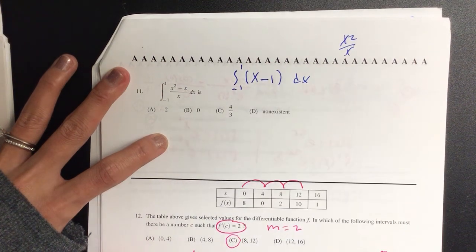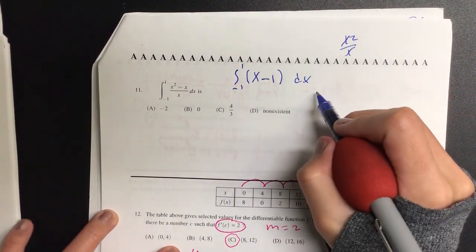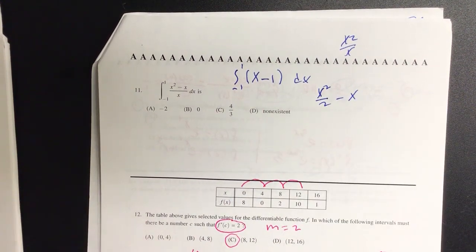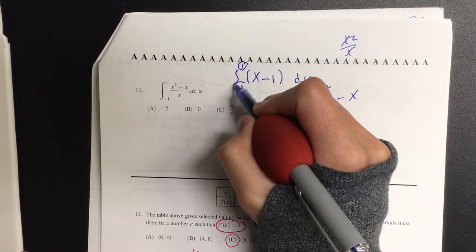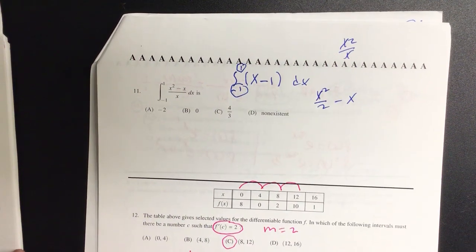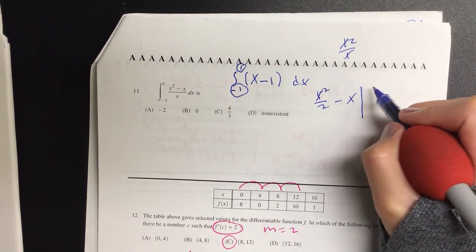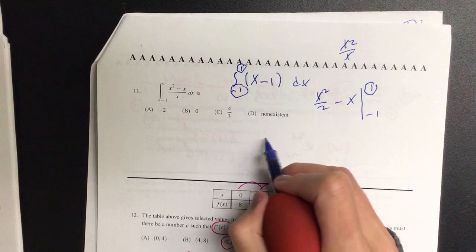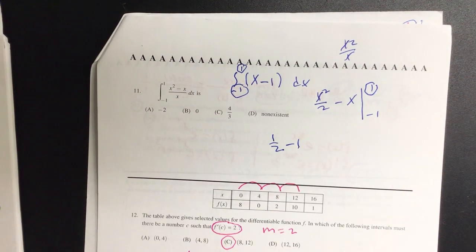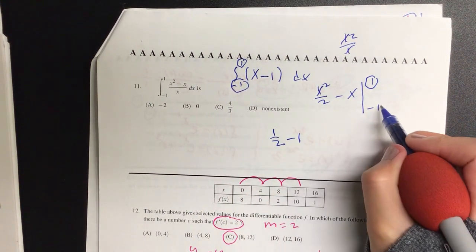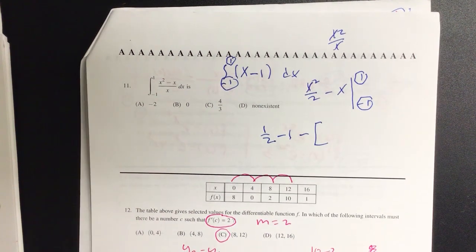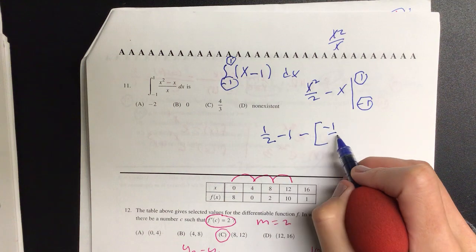Now let's do add 1 and divide it by that number. So when I add 1, I get x squared over 2 minus x. Because I have definite integrals, do I need plus c? So we're going to go ahead and plug it in from negative 1 to 1. So the first one, when I plug in 1, it's going to give me 1/2 minus 1. And then when I plug in the next one, I need a bracket because that minus is being distributed. So we get negative 1 over 2.